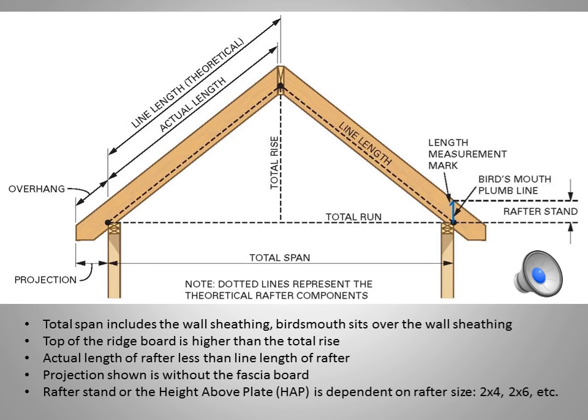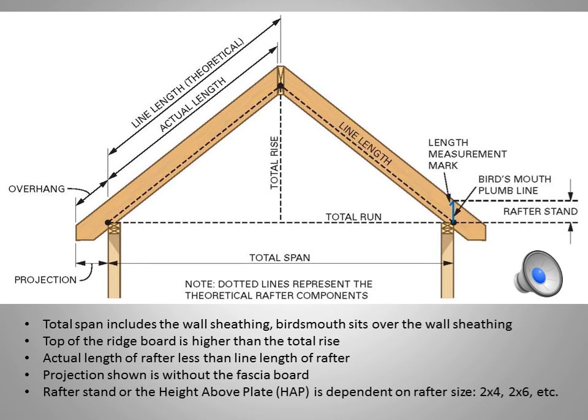The other thing you'll see here is that the actual length of the rafter after we've cut it is going to be a little less than the line length of the rafter that we calculated, and that amount less is going to be determined by how thick the ridge board is, and it's going to be half the thickness of the ridge board. So if in this case we have a 2x8 for the ridge board, 2x8 is actually 1.5 inches by 7 1/4, so half of 1.5 inches is going to be 3/4 of an inch.